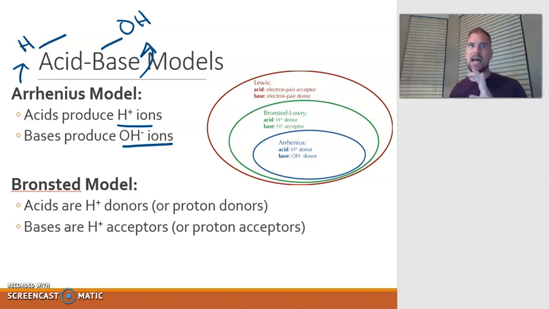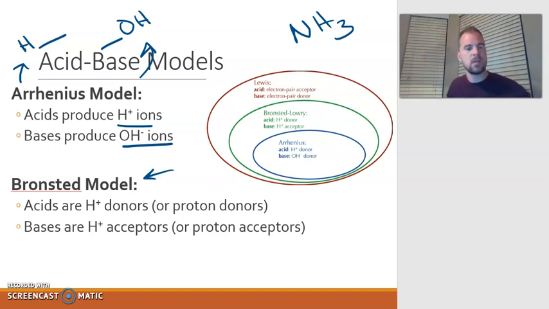But the problem is that doesn't cover everything. Like for example, let's take a look at the compound NH3, which is ammonia. Ammonia does have base properties. It is considered a base. But why would that be a problem? Because there's not hydroxide in the formula. So we need different models, different definitions of acids and bases to include this. And so that's where we get the second one, which is the Bronsted model, or more specifically, the Bronsted-Lowry model.